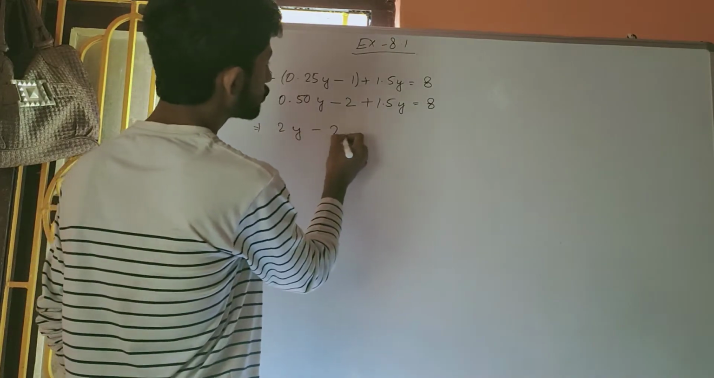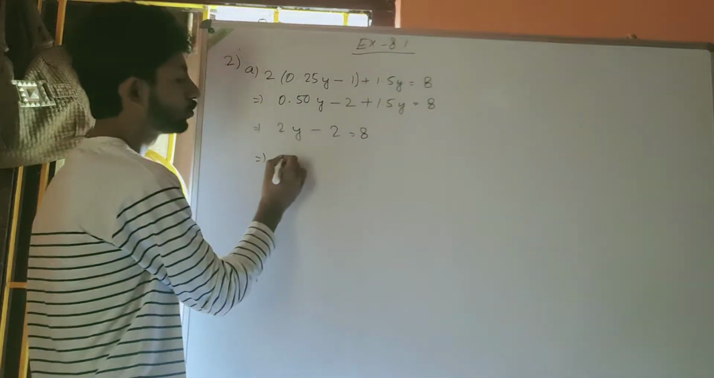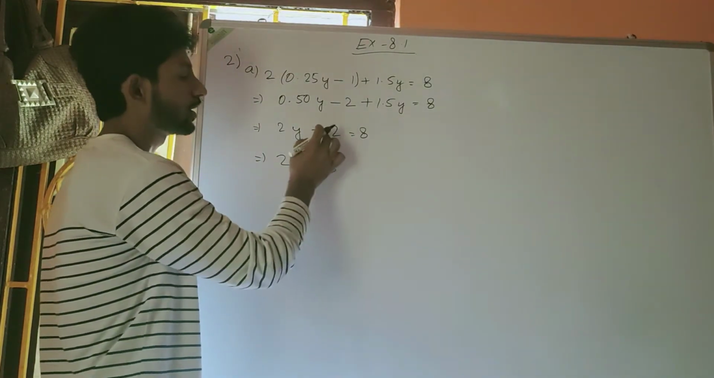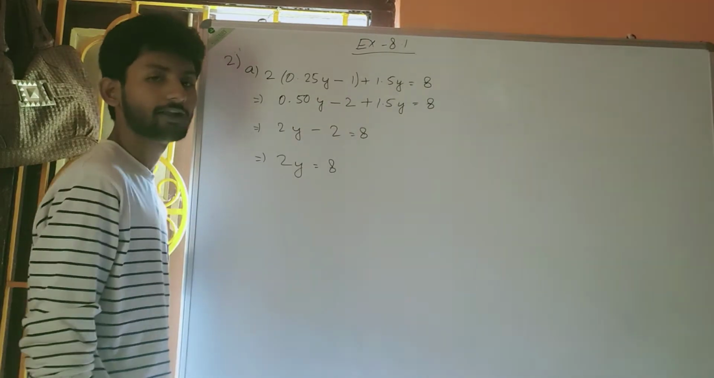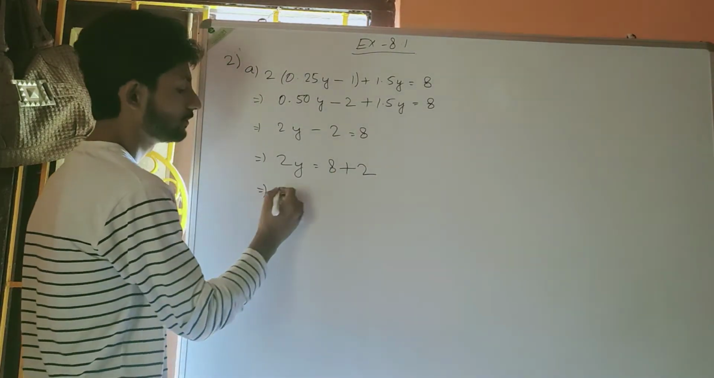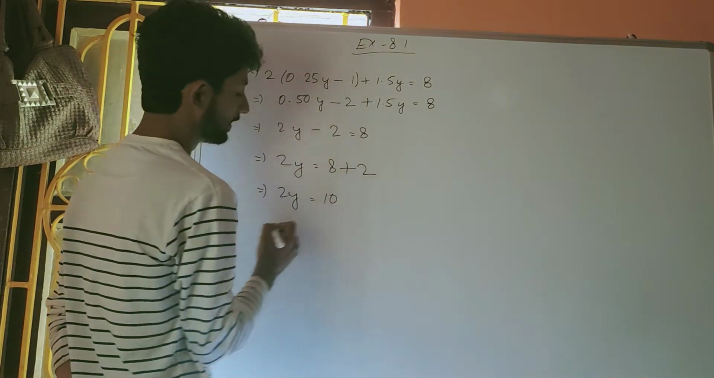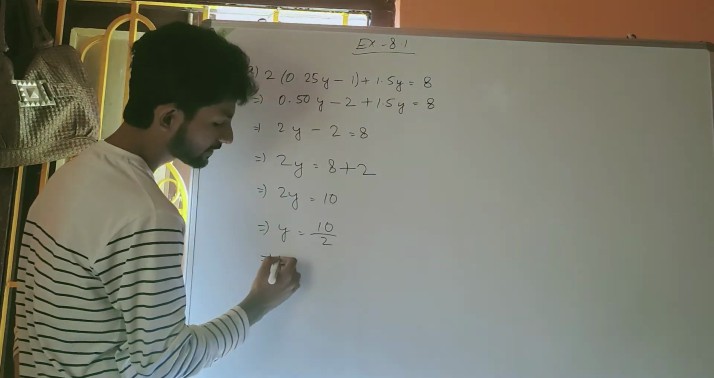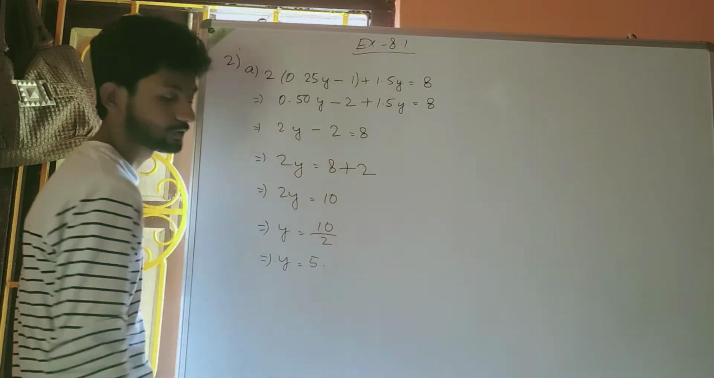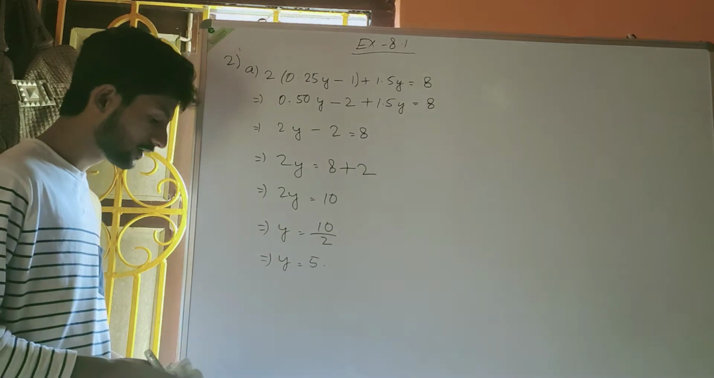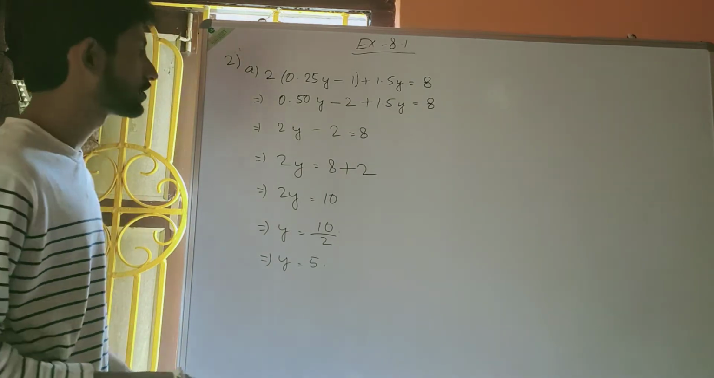So we can write 2y minus 2 equals 8. So 2y equals 8, then the 2 will go to this side. It is with a minus sign, so it will be plus. So 2y equals 10. That means y will be 10 divided by 2, which means y will be 5. This is your answer of the first question.